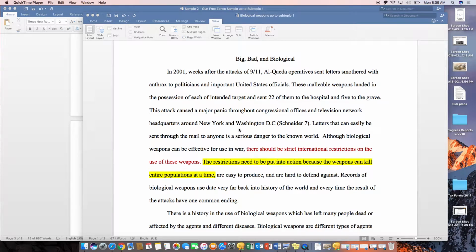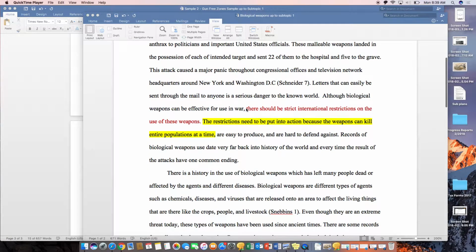Okay, this is called Big, Bad, and Biological. I love these. Again, we have to start thinking of titles for our paper. So this is about biological weapons. Again, this person in red is their position statement. Although biological weapons can be effective for use in war, there should be strict international restrictions on the use of these weapons. Okay, so this person picked international guards against these mass weapons.